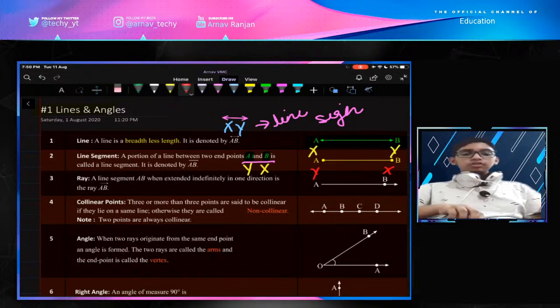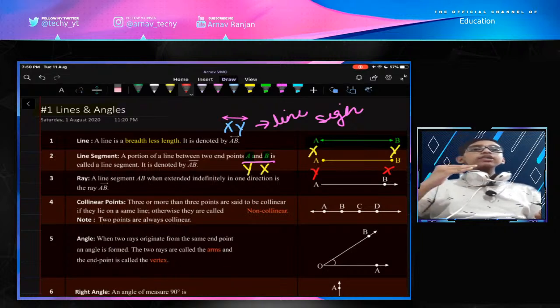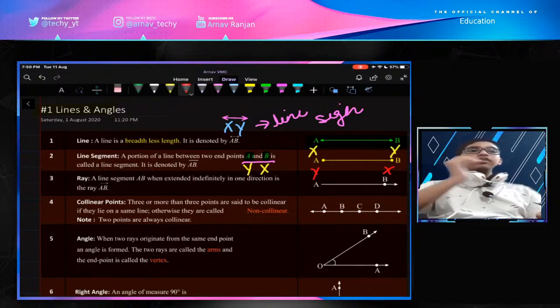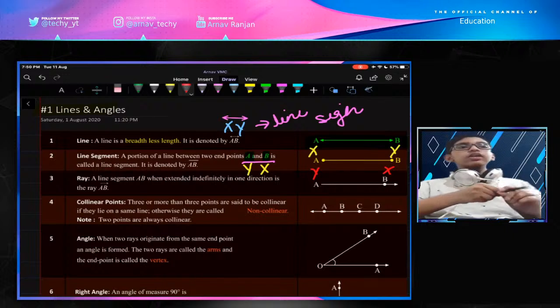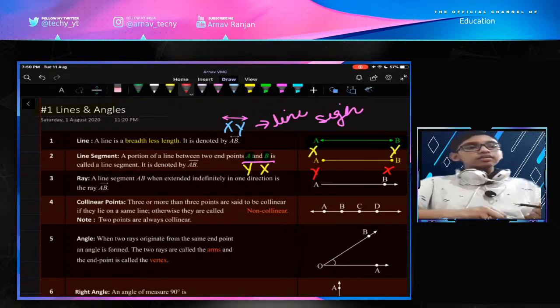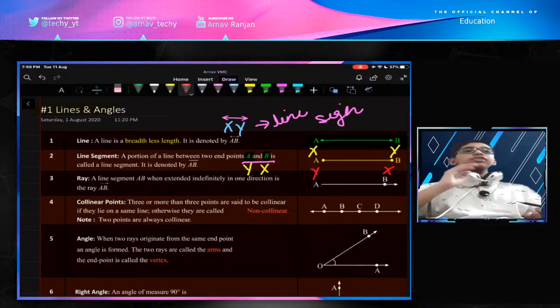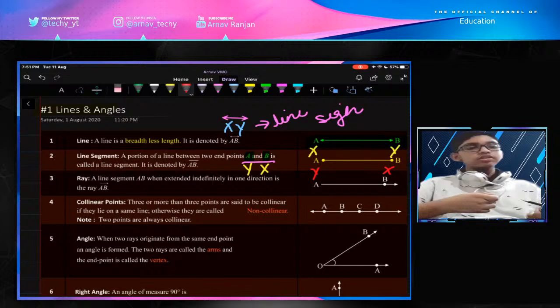Next, we will talk about ray. A ray is basically a line segment AB, or XY, that is extended only in one direction, either left side or right side. There isn't a rule that they have to be denoted by AB. There can be many such alphabets. We can write it as XY, and we can flip it as YX or BA instead of AB. And the signs are reversible, as I said just now.